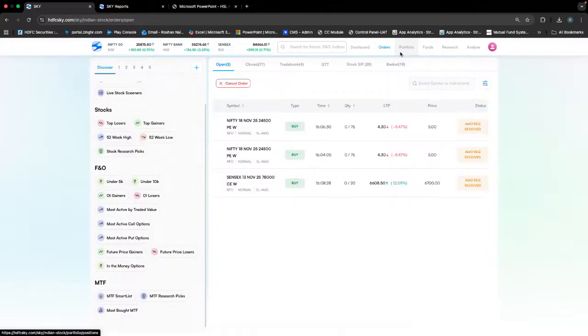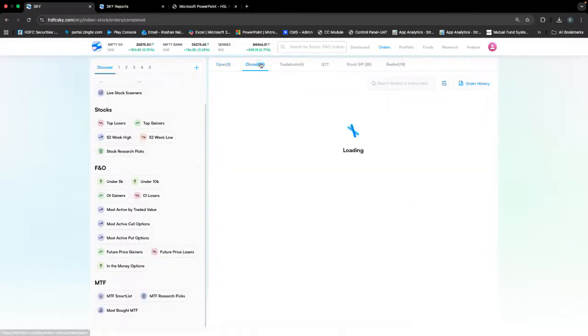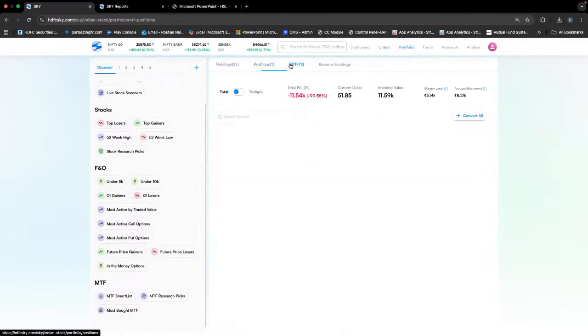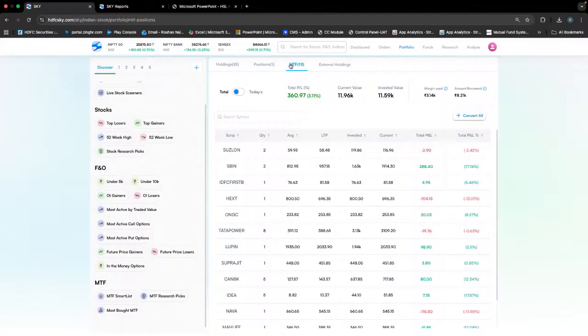Once you place an MTF order, it will appear in your order book. As I said, you can use pledge margin for MTF and trade in MTF, with nominal charges, 1% interest rate. Profit is completely taken home by you. Loss also, unfortunately, if applicable, has to be borne by the customer, by you. But in Sky, you get clear bifurcation about the margin used and the amount borrowed, and you get the option to convert it as well.